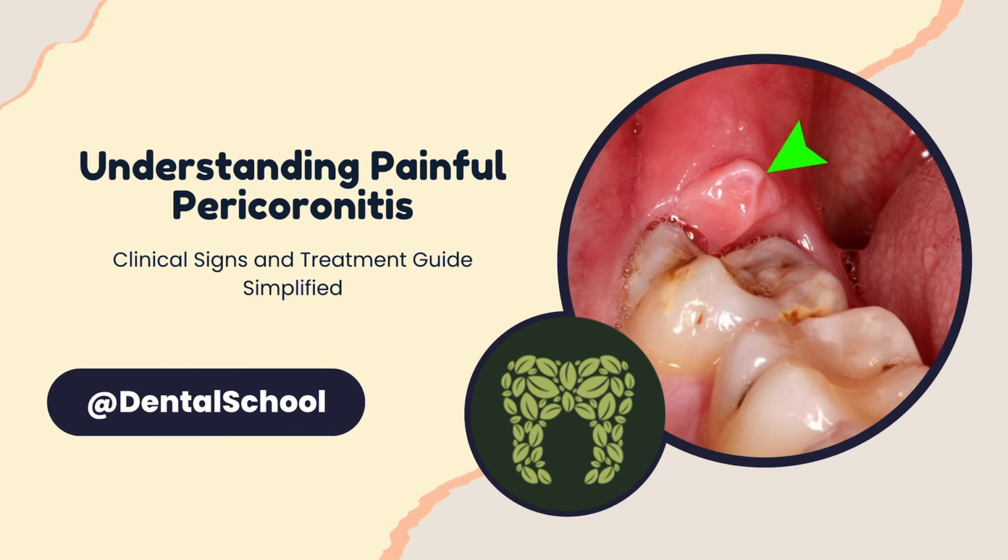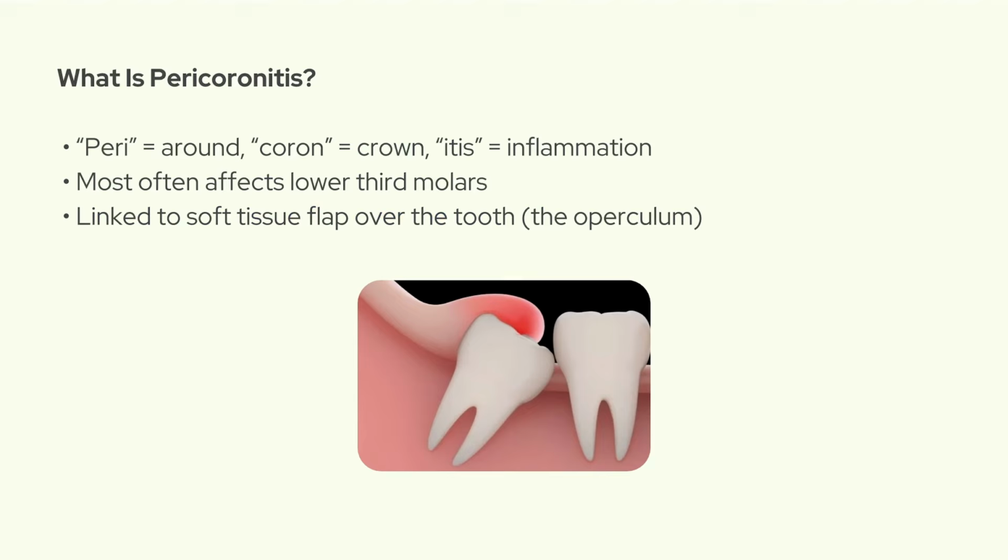In today's video, we're going to break down a condition that you'll almost definitely run into during clinical practice, pericoronitis. It's most commonly associated with third molars that haven't fully erupted. And while it might seem kind of routine, the consequences can really escalate if it's not managed the right way. So today we're going to go over what it is, how it develops, what signs you should look out for, and most importantly, how to treat it, both in the short term and long term.